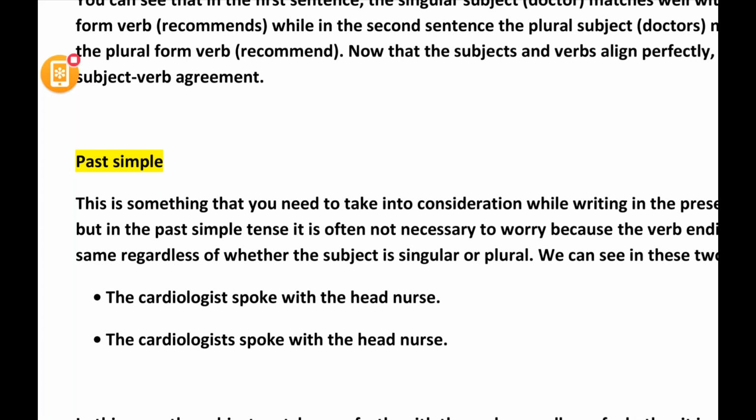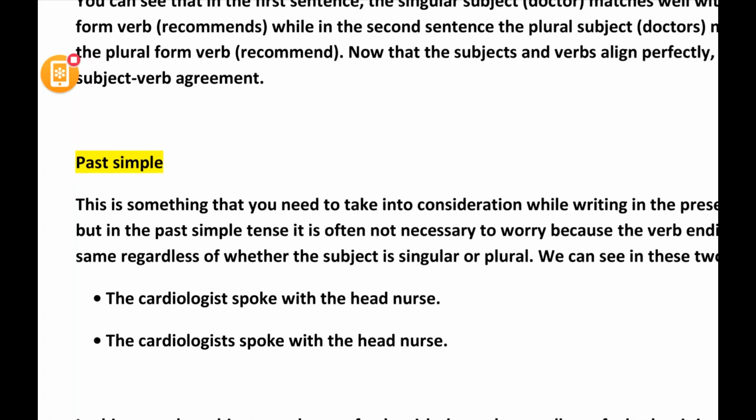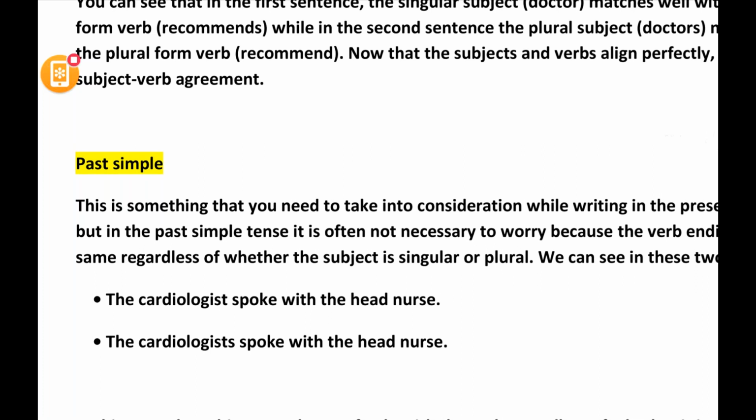Ma'am, if you can put S or if you don't put S, it is still going to be right? In the question, the cardiologist spoke with the head nurse, the first one has no S and the second one has S. It means whether we put S or not, both are going to be correct in the simple past tense.